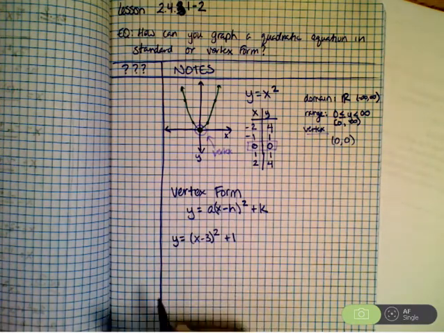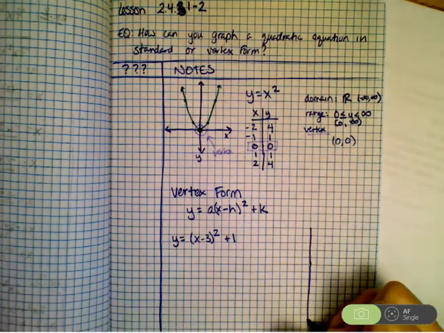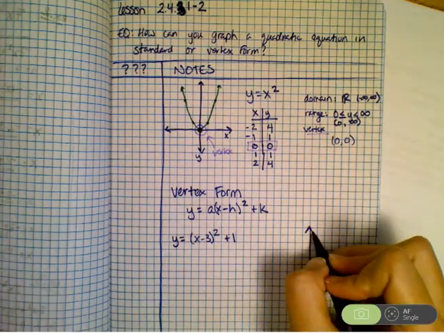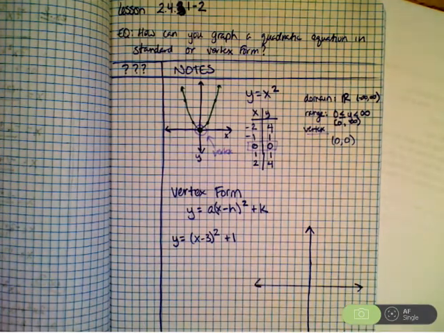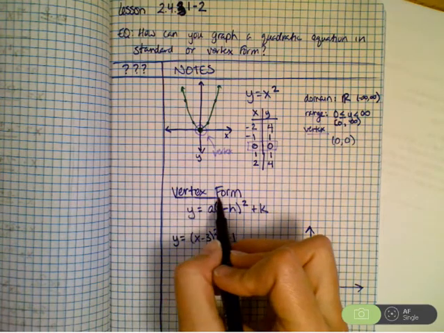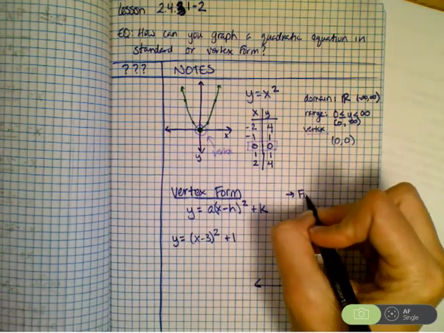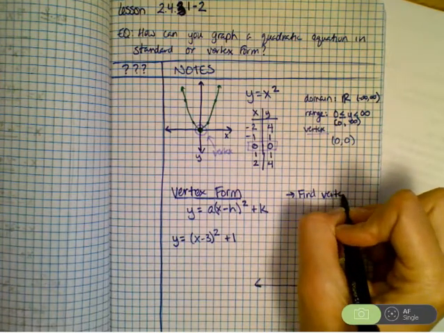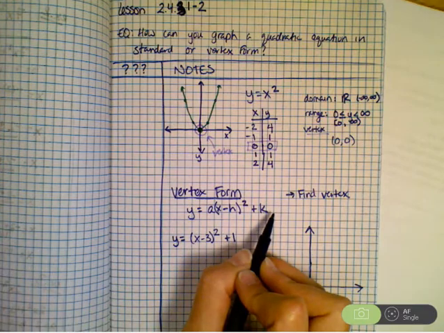Actually, I'll start with just that one. If I have room, I might put a second one on the same graph. But let's just start with that and see where we end up. So when we have vertex form, what we want to start by doing is finding the vertex. And the vertex always comes from this H and K.